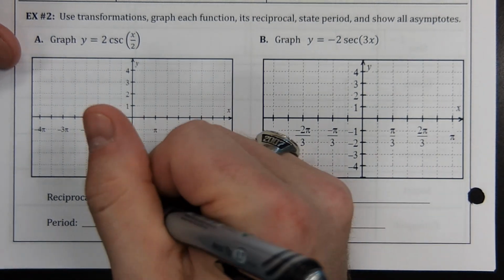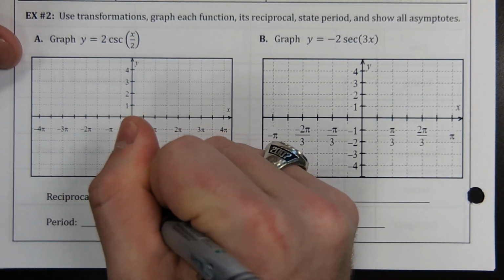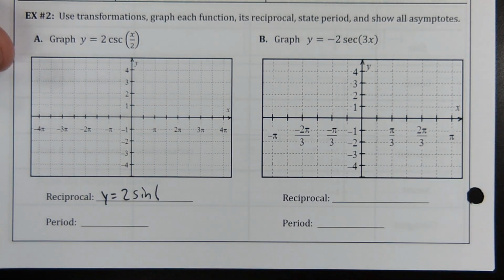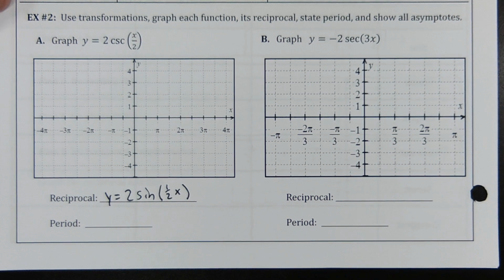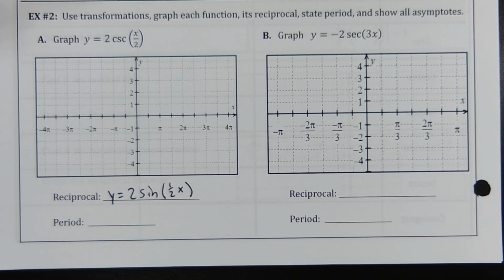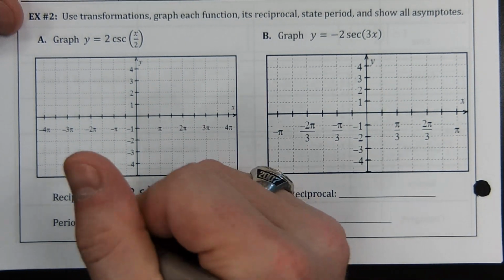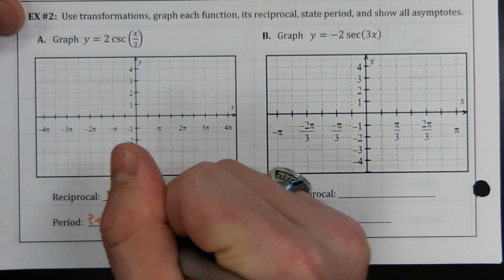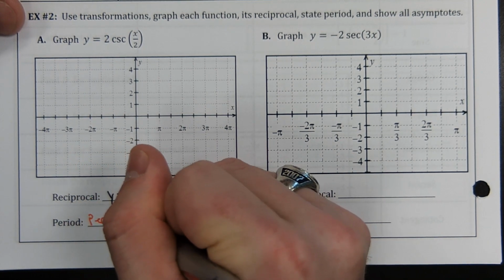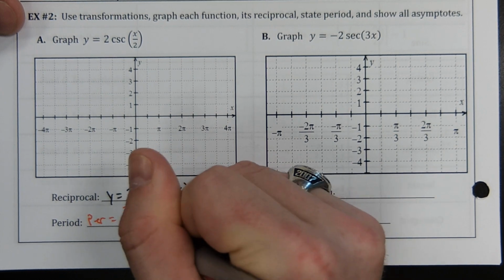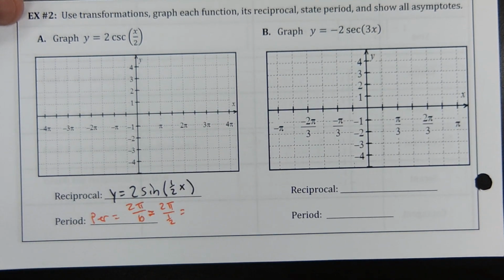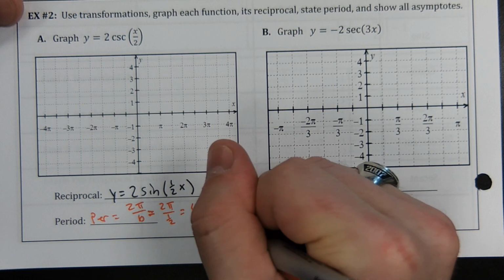So the reciprocal function will be y equals 2 sine of, and I don't want to say x over 2. How about I say 1/2 x? Because that's going to make the period length easier to find. Because the period is 2 pi over b. For us, that's 2 pi over 1/2. Period length, grand total of 4 pi.